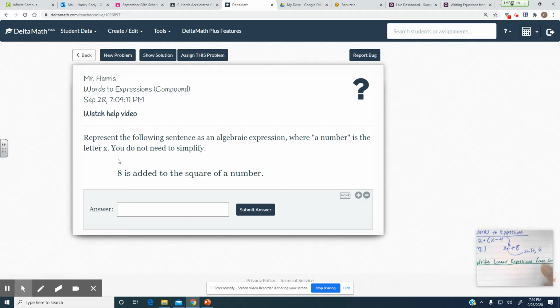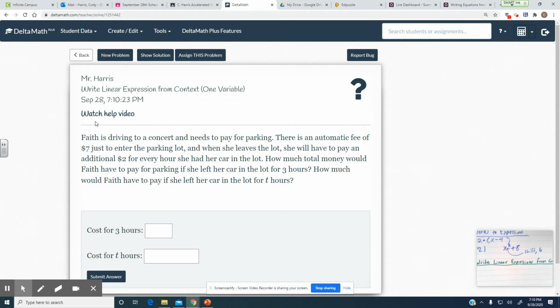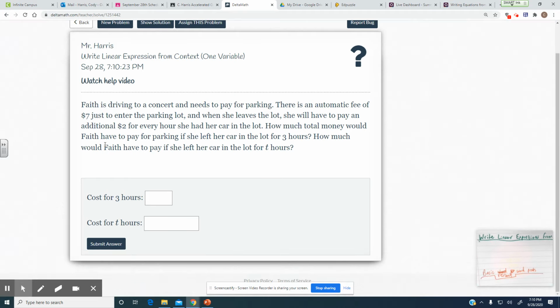On to our next section, which is similar. We're going to write linear expressions from context. So let me back out of here and scoot the page down, writing linear expressions from context. I'll do one of these with you guys because I think one is all it's going to take, since all of these problems are going to be very similar.